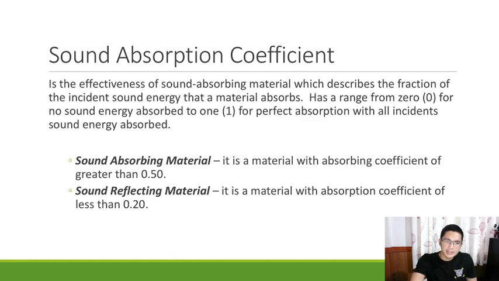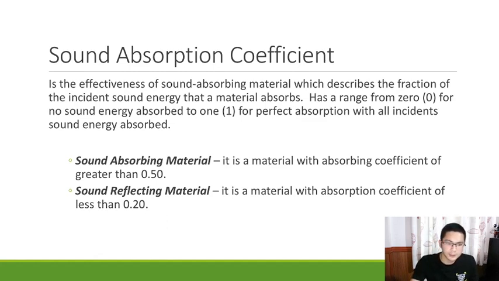So, it is the effectiveness of sound absorbing material which describes the fraction of the incident sound energy that a material absorbs. So, it has a range from 0 for no sound energy absorbed to 1 for perfect absorption with all incident sound energy absorbed. So, ang sound absorption coefficient daw, class, this is the factor, kumbaga. From 0 to 1 siya, di ba? So, this is the percentage at which yung sound ay na-absorb or yung incident sound mo ay na-diminish yung value dahil tumama siya sa surface na nag-absorb ng sound or sa surface na nag-reflect ng sound.